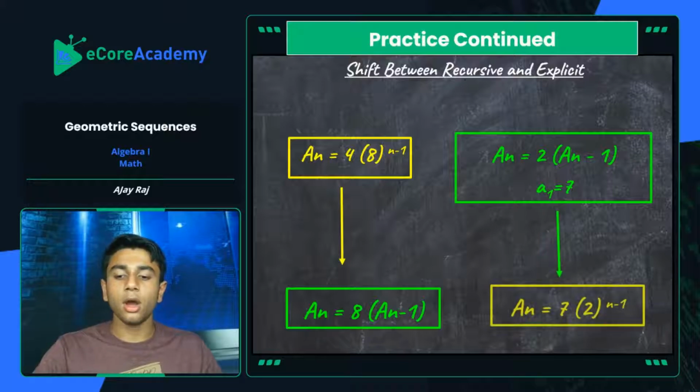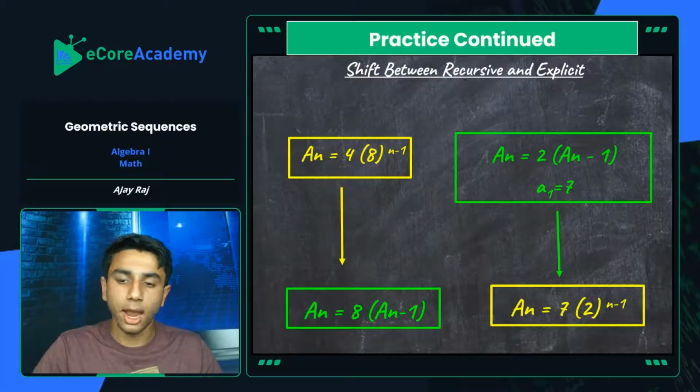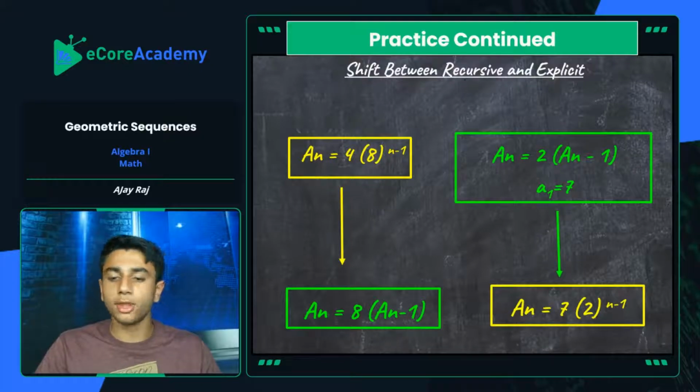So what's given here is our finalized format for the explicit formula. So we have that a of n equals 7 times 2 to the n minus 1 power. You merely take the first term, multiply by the common ratio, and raise it to n minus 1.